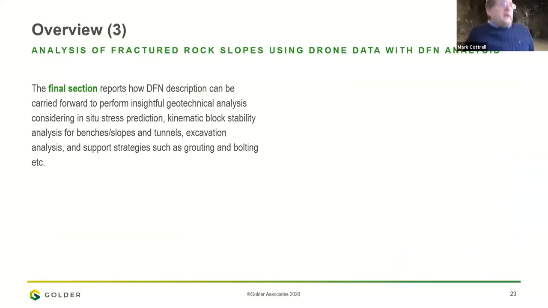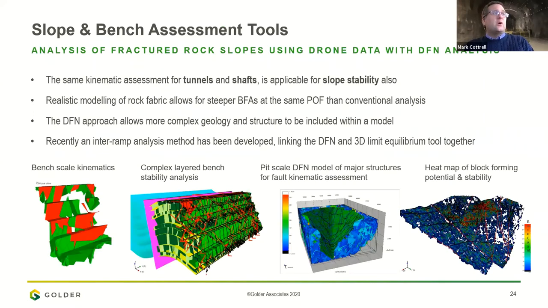Okay, so the last few slides are just giving some examples on how we've carried it forward into geotechnical analyses, looking at in-situ stress, looking at stability. This slide shows just some examples from a slopes perspective, the sorts of things that we're looking to do with the DFN approach. So bench scale kinematics.